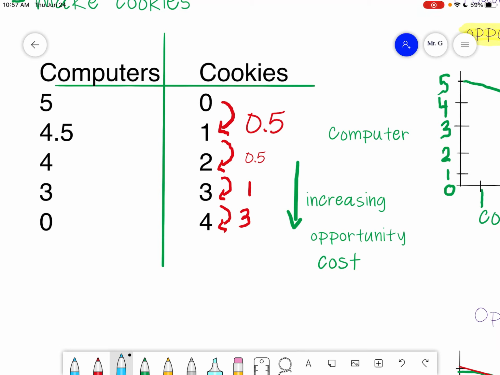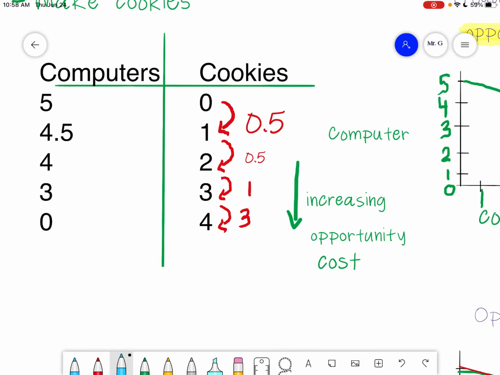In this example, I can either assemble computers, so I'm talking about myself, or I can make cookies. If I assemble 5 computers, I don't have time to make any cookies. Or if I make no computers, I can only make 4 cookies. They're really big cookies.